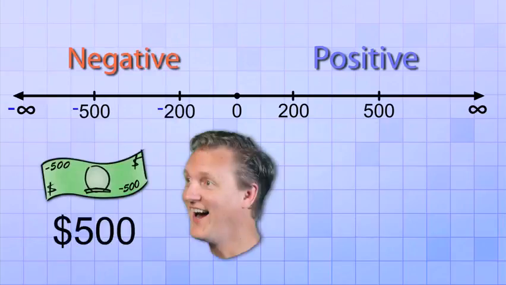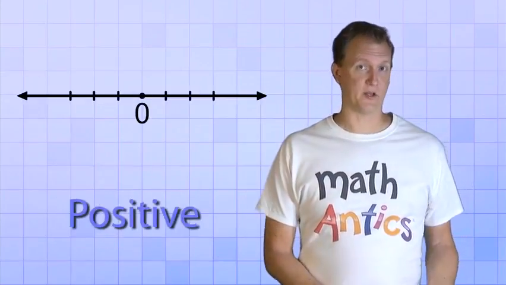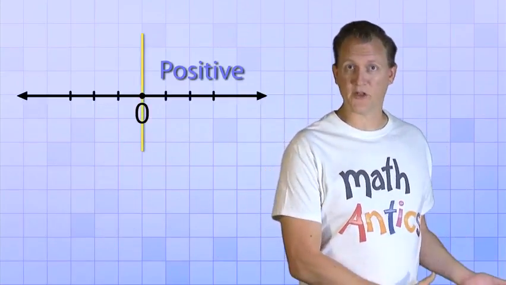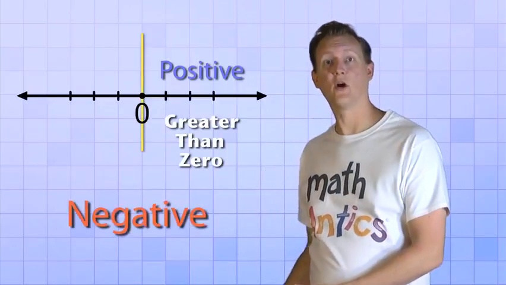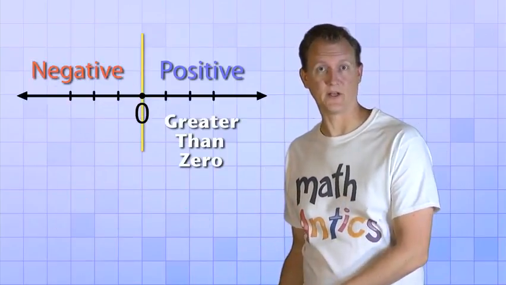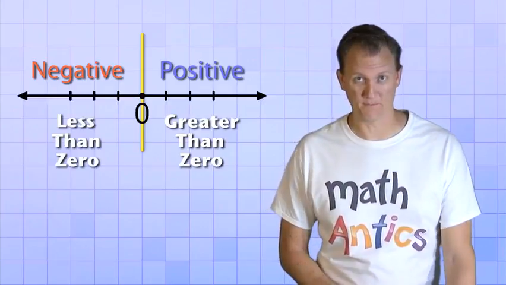The 500 part sounds pretty good, but the negative part, not so much. All right, so the positive integers are on the right side of 0 on the number line, which means they're all greater than 0. And the negative integers are all on the left side of 0 on the number line, which means they're all less than 0.